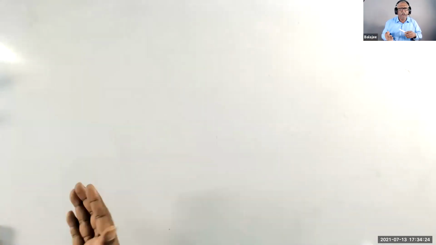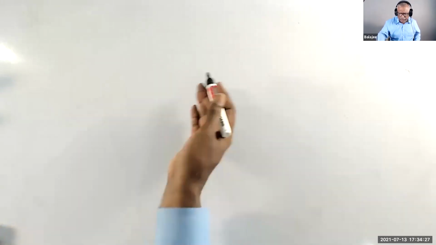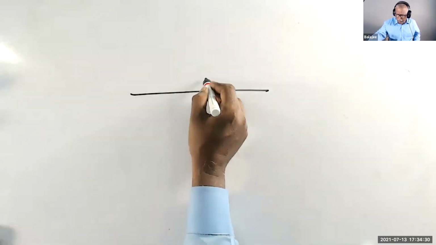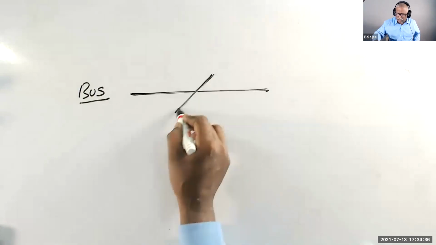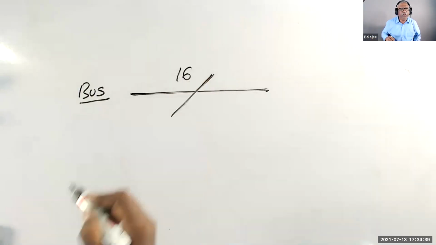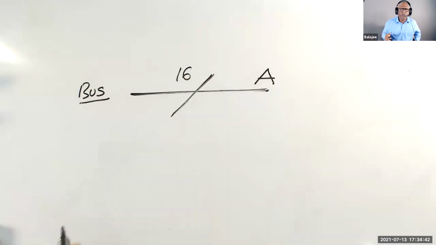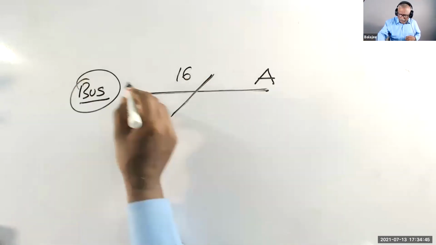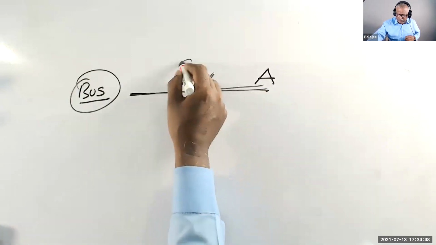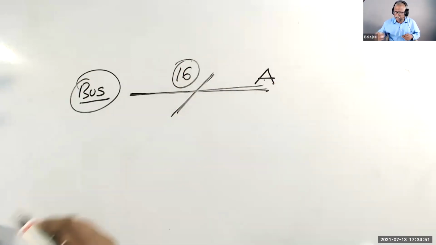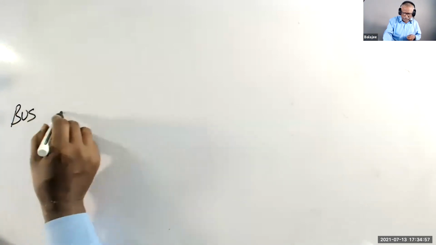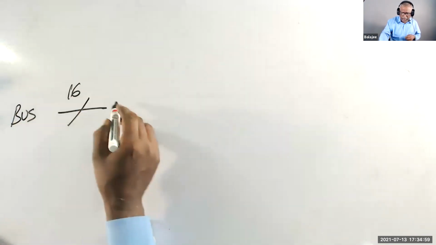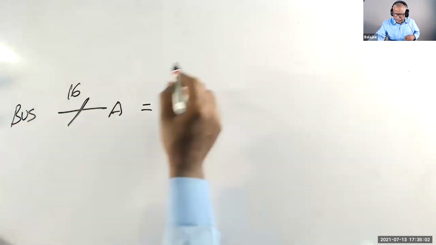When I discuss digital electronics, for example in tomorrow's digital electronics class, we put a line, we put a slash, and we call this a bus. We put a line, a slash, and 16, and call it A. You know what is the meaning of this? Bus slash 16 A means I have 16 wires.